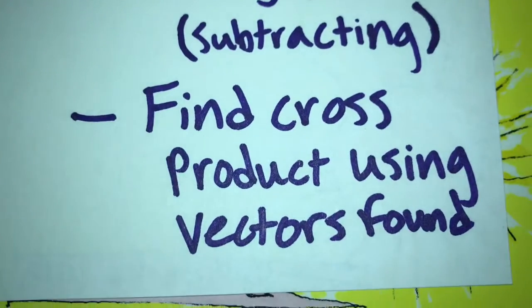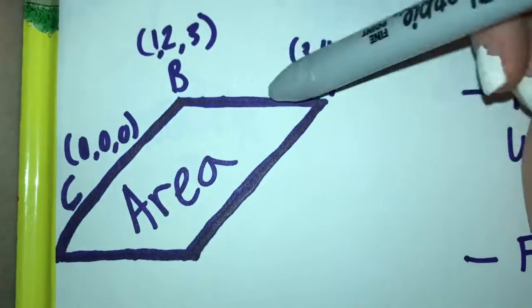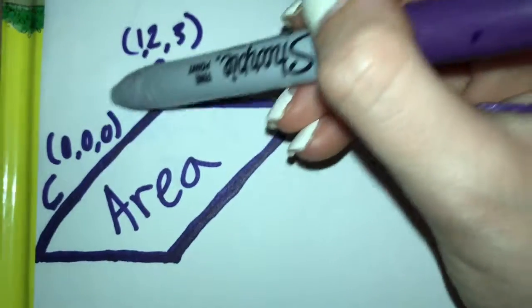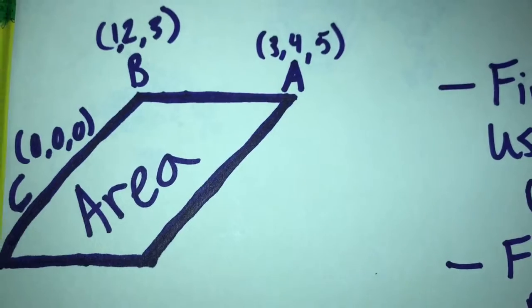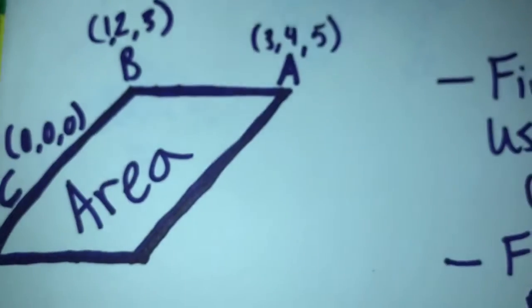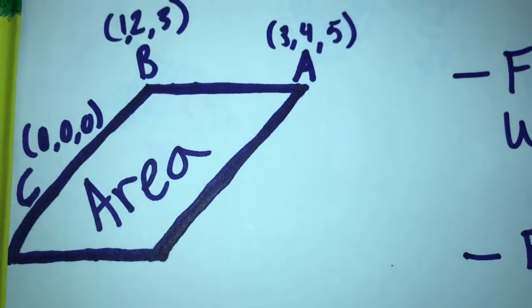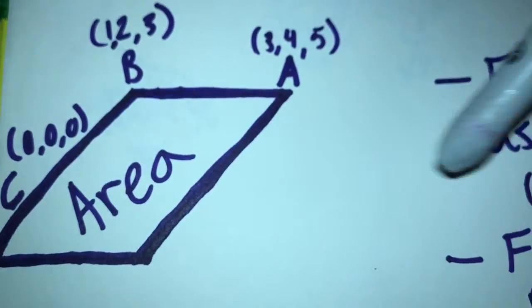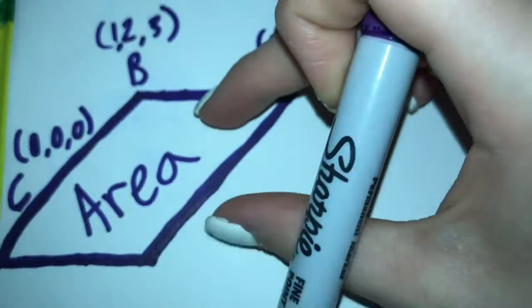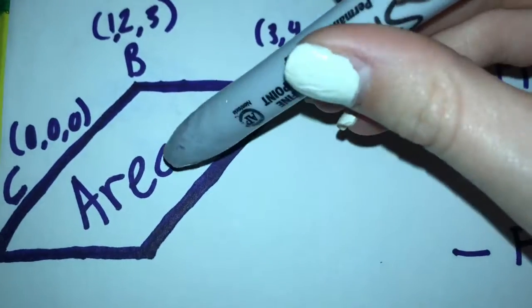So next, you would find the cross product using the vectors found. So after you know the vector here and the vector here, you could find the cross product between the two of them. And once you have the cross product between the two of them, you take the absolute value by square rooting the equation, and then you get the area.